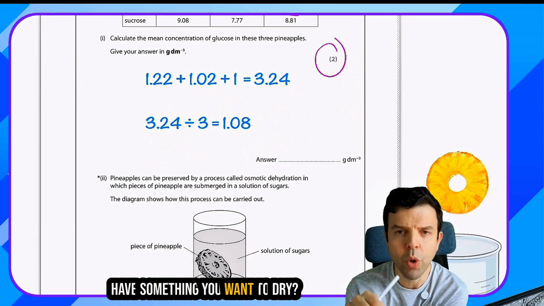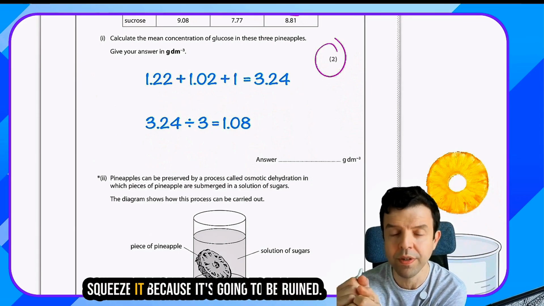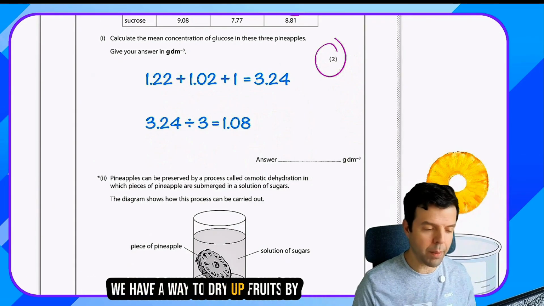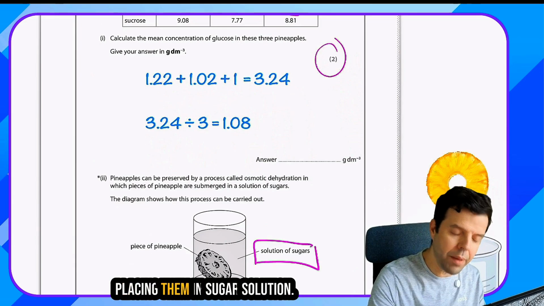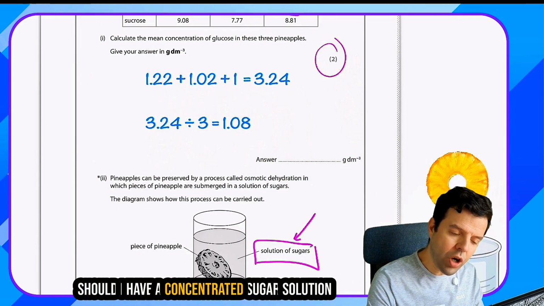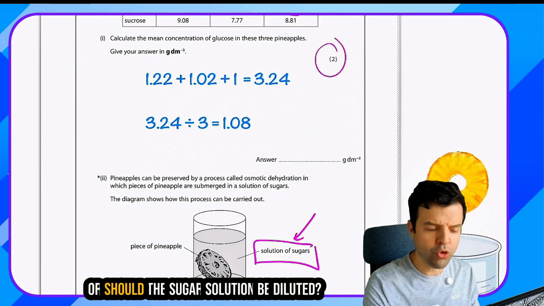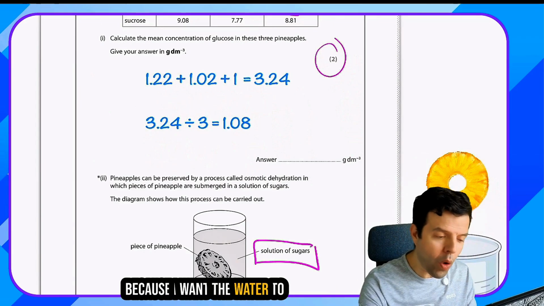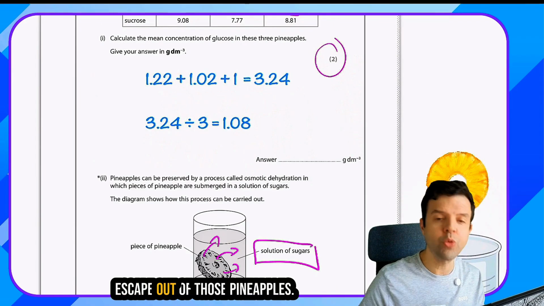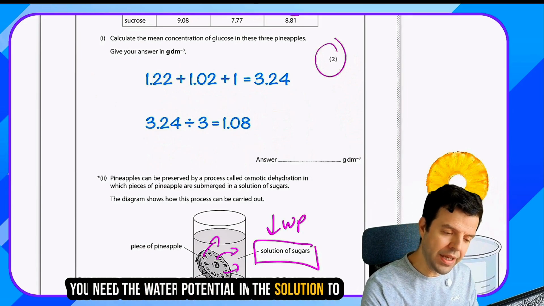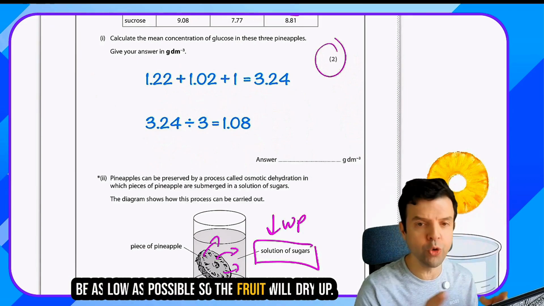If you have something you want to dry, now obviously you're not going to squeeze it because it's going to be ruined. We have a way to dry up fruits by placing them in sugar solution. Should I have a concentrated sugar solution, or should the sugar solution be diluted? Because I want the water to escape out of those pineapples. You need the water potential in the solution to be as low as possible so the fruit will dry up.